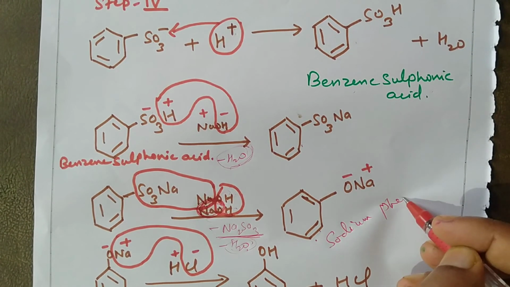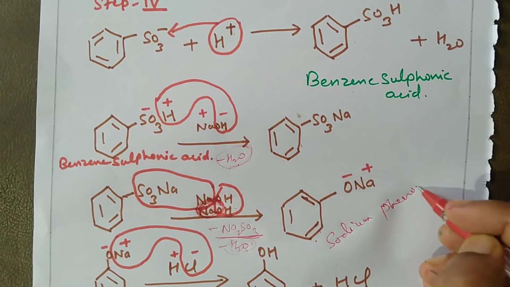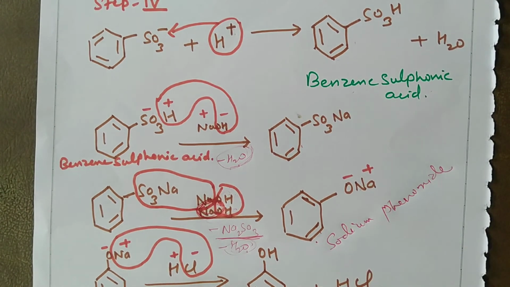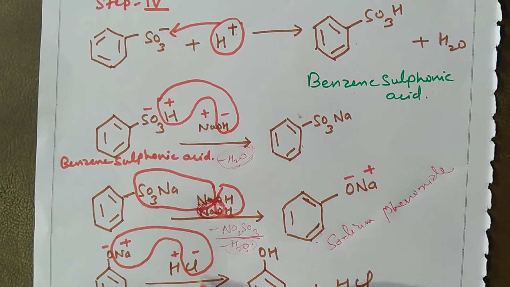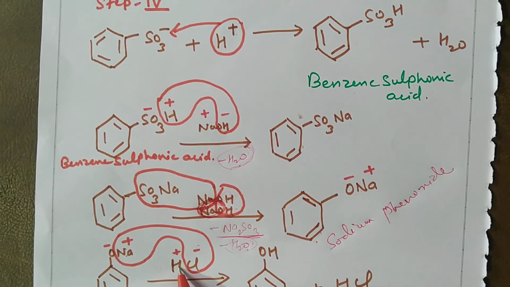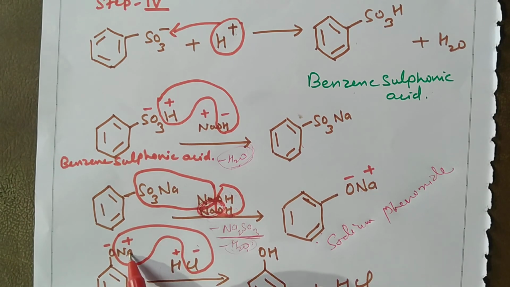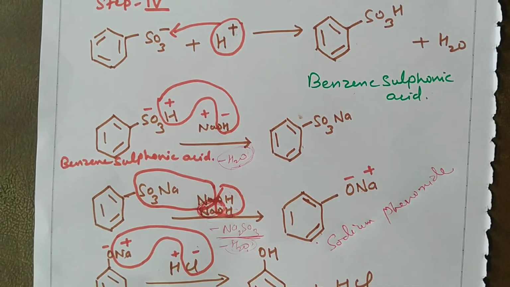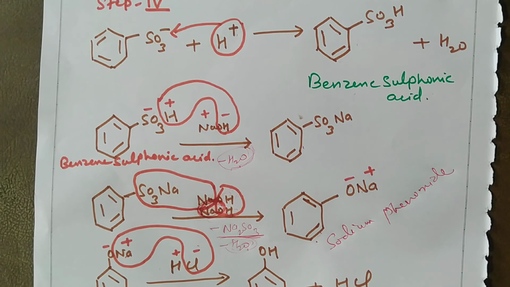Sodium phenoxide so formed reacts with HCl, and Na and Cl minus are eliminated as NaCl. So this one H plus takes the position of Na plus and phenol is formed. So we have discussed the mechanism behind this reaction. Thank you.